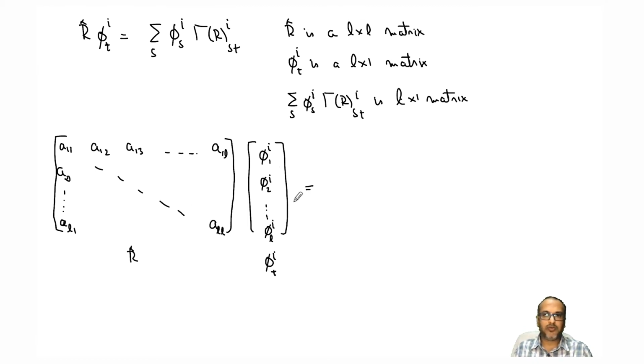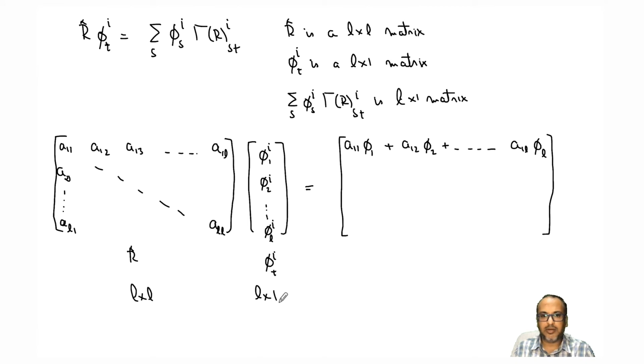Okay. So now if I do this multiplication, what do I get? I get the following. I will get A11 phi 1 plus A12 phi 2. This is L cross 1. I should get L cross 1 on the multiplication. This is not the direct product. This is the regular multiplication, regular matrix multiplication, right?